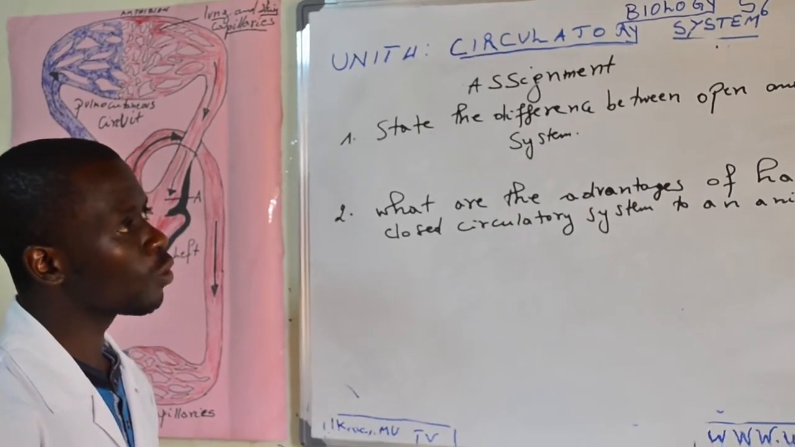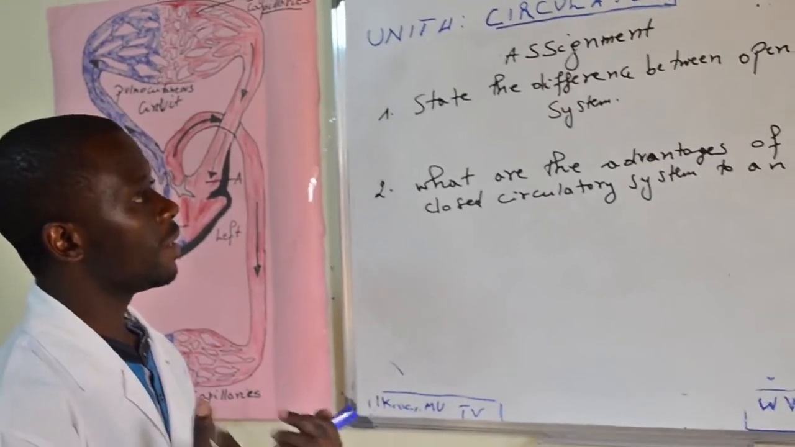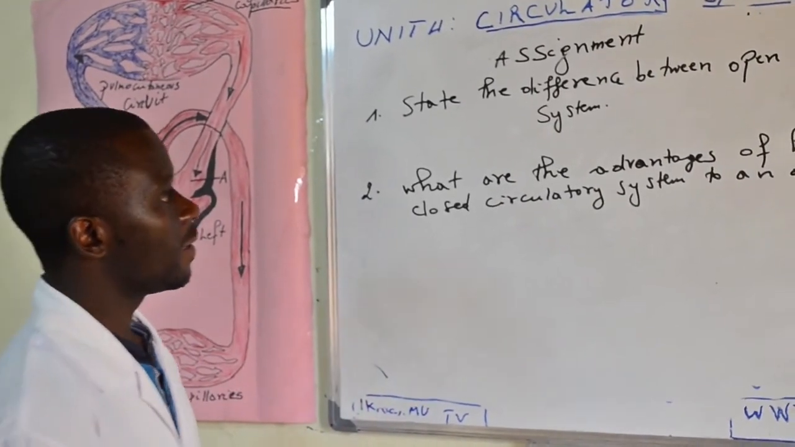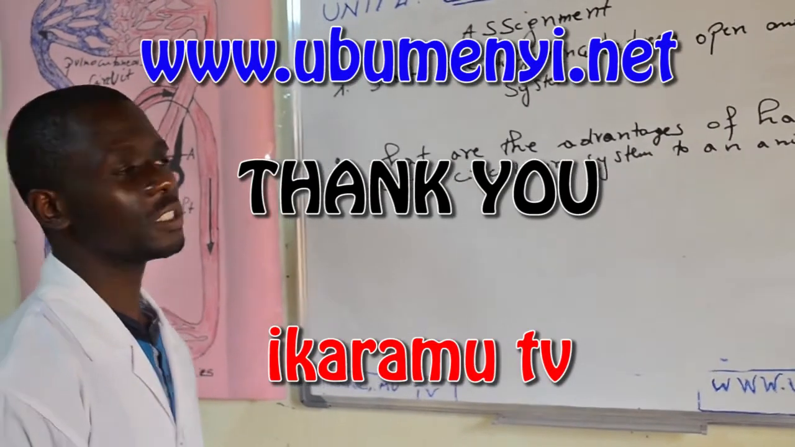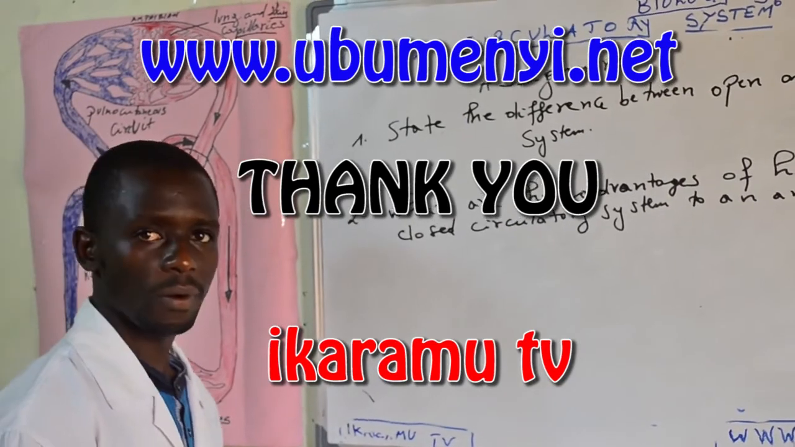Next time we will see what is the closed circulatory system in the mammalians, which is complete double. Thank you.